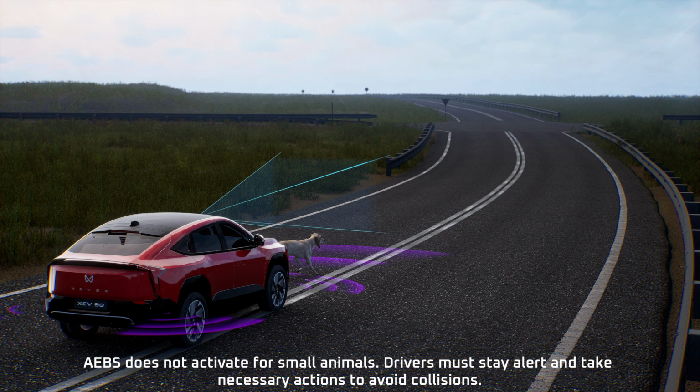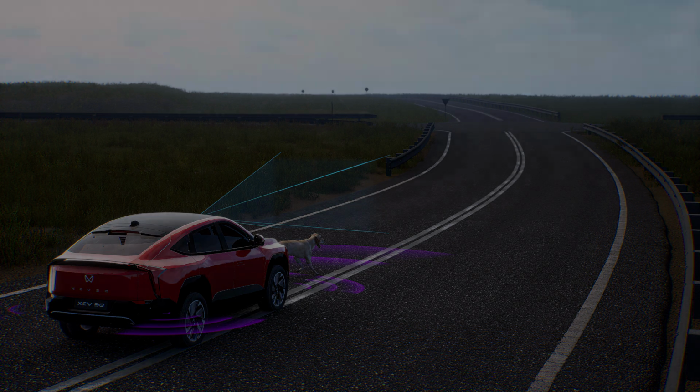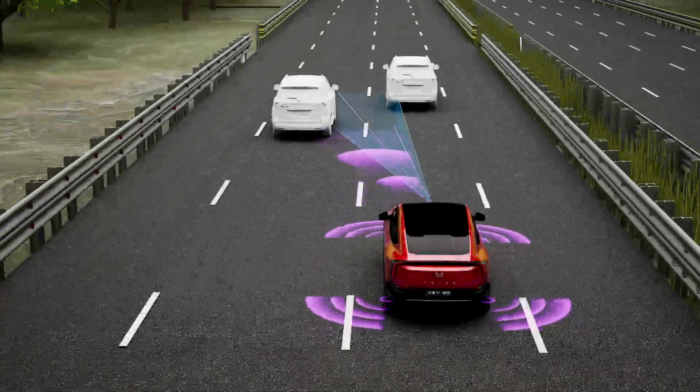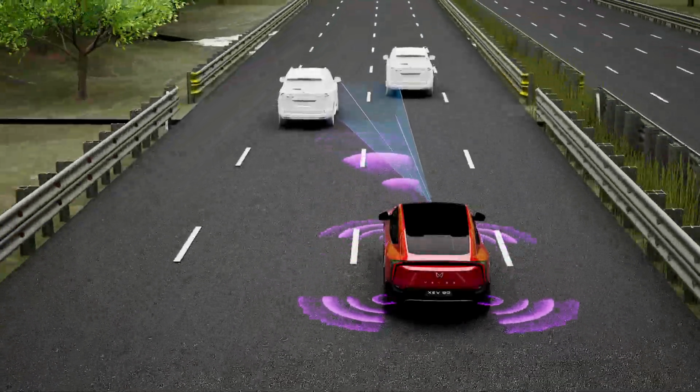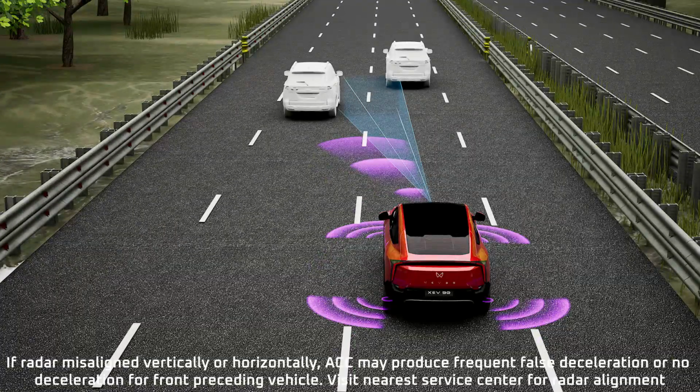AEBS does not activate for small animals. Drivers must stay alert and take necessary actions to avoid collisions. If the radar is misaligned vertically or horizontally, ACC may produce frequent false deceleration or no deceleration for the front preceding vehicle. Visit the nearest service center for radar alignment.